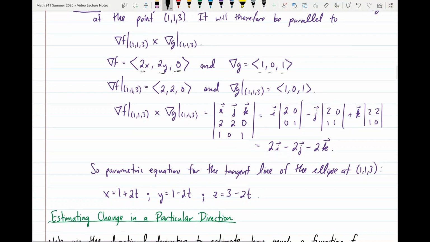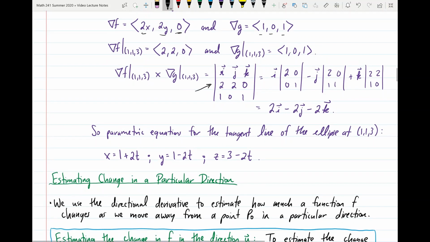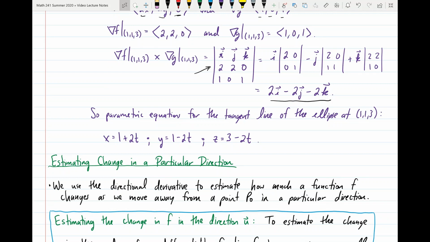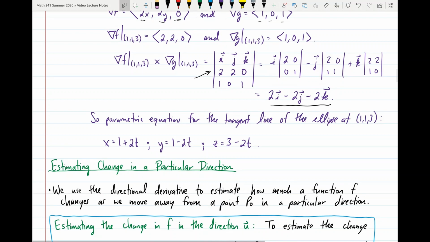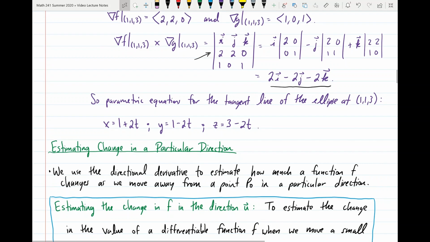And now we can take the cross product of both of these vectors that we just found. So we take the cross product of 2, 2, 0 and 1, 0, 1 by calculating the determinant of this matrix here. And hopefully at this point you're comfortable with calculating the cross product. Ultimately, we find that the cross product is equal to the vector 2i minus 2j minus 2k. And so now we have a vector that is parallel to the tangent line going through our point 1, 1, 3. And so we finally have enough information to write down parametric equations for our tangent line.